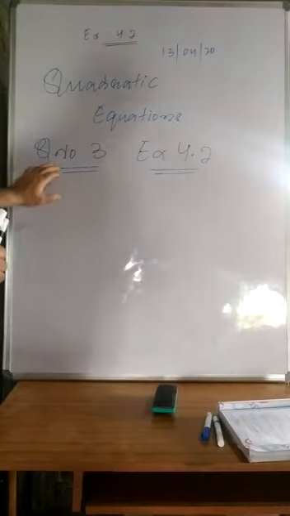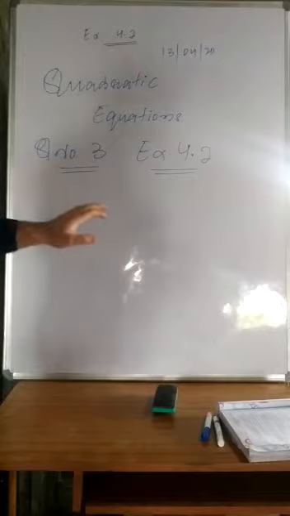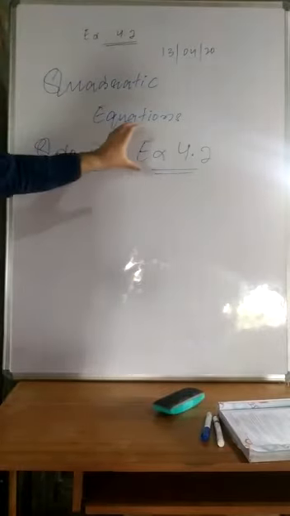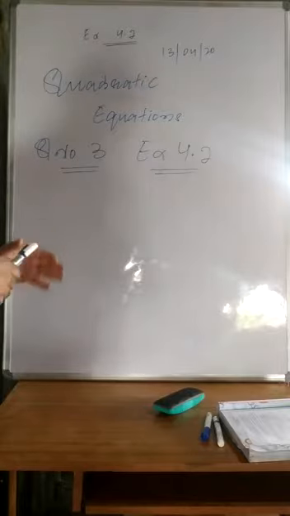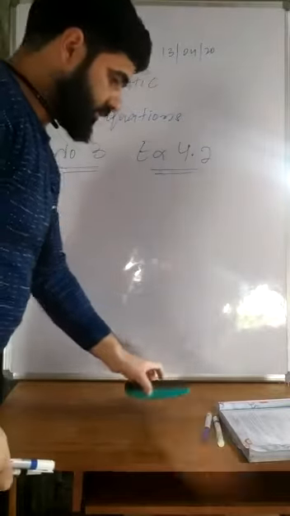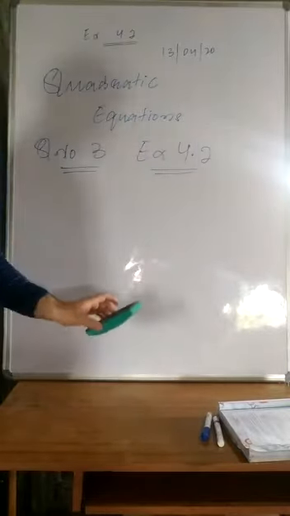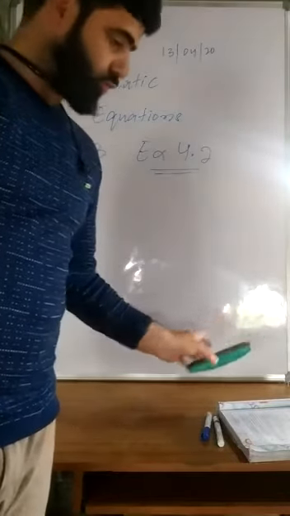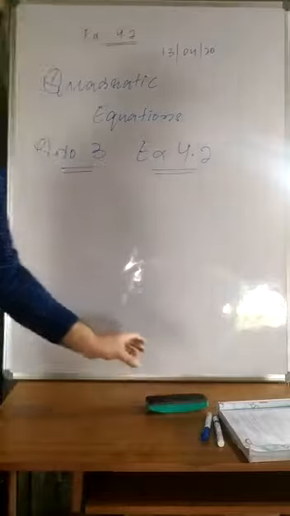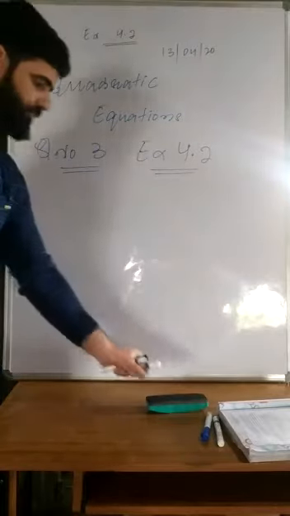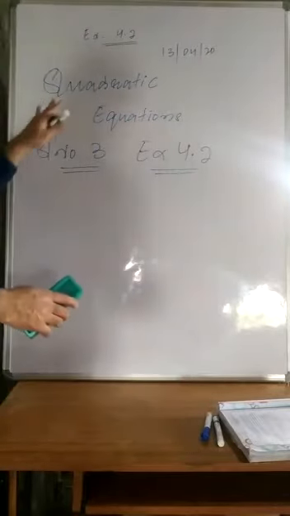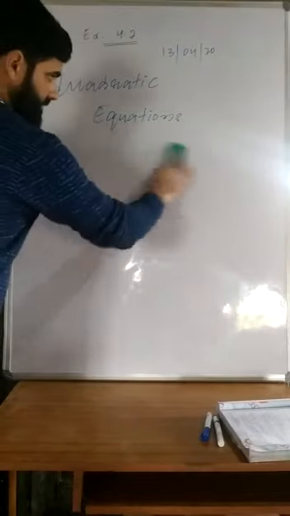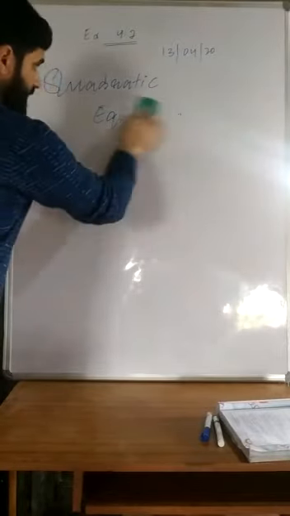Question number 3. So far we have done question number 1 and question number 2. This is question number 3 of exercise 4.2. It says, find two numbers whose sum is 27 and product is 182. You have two numbers. This is a quadratic equation whose sum is 27 and their product is 182.